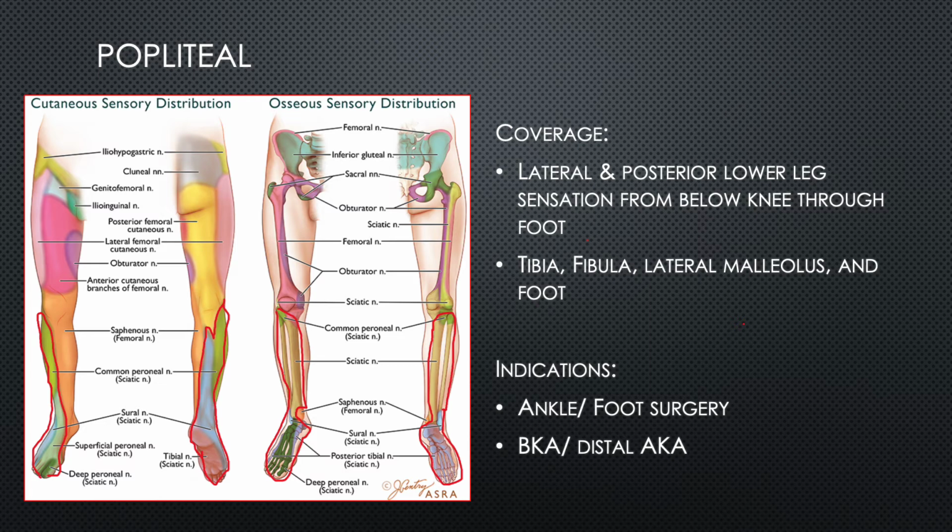Now we're going to discuss the popliteal block. This block is helpful for ankle or foot surgery and BKAs and some AKAs, as it covers lateral and posterior sensation from the knee to the foot, as well as the tibia, fibula, lateral malleolus, and various bones in the foot.